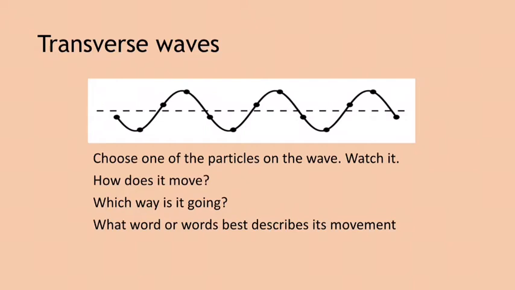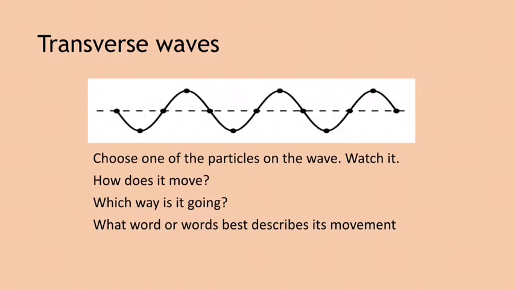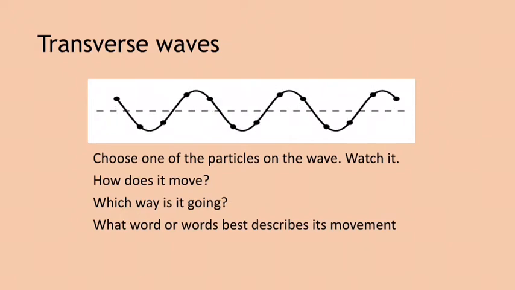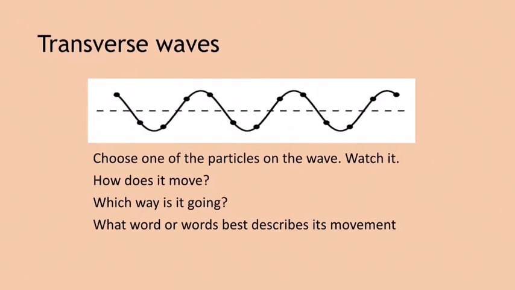And the type of wave we're looking at today is called a transverse wave. You can see it's got that wavy pattern. So choose one of the particles on the wave and watch it. How does it move? Which way is it going? And what word or words best describe its movement? Look very carefully.